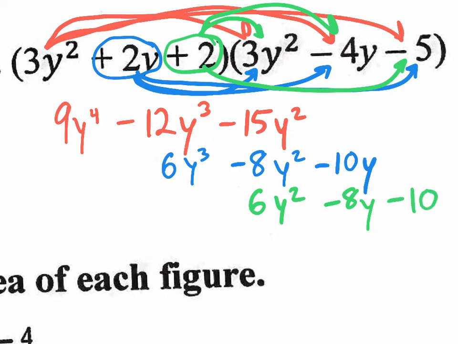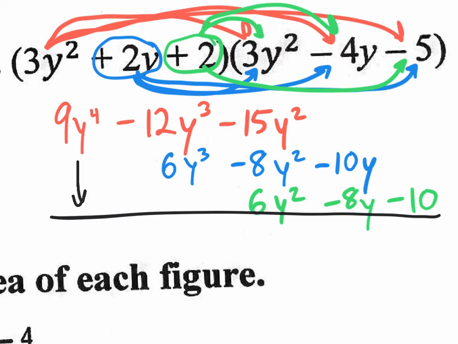So if you didn't stack them like this, you would literally have nine terms from left to right. And you'd have to use circles and underlines and squiggly underlines to combine those terms. But because we have them nice and stacked, it's really easy to get to your answer. 9y to the fourth, you don't do anything with it. You just bring it down as the first part of your quartic answer.